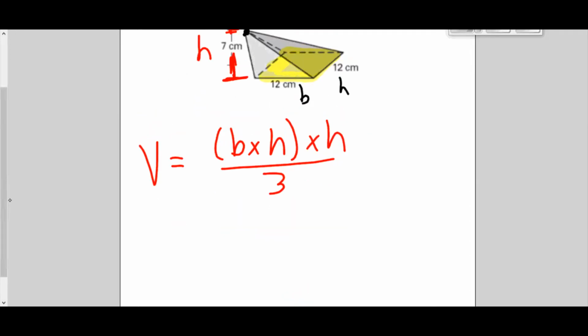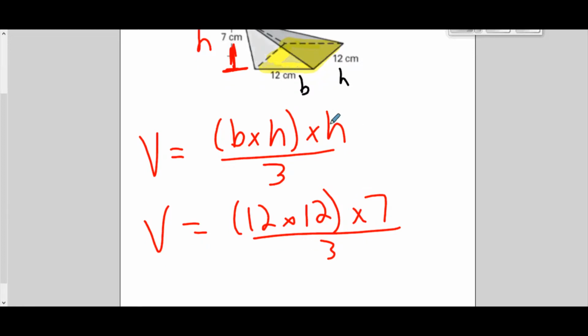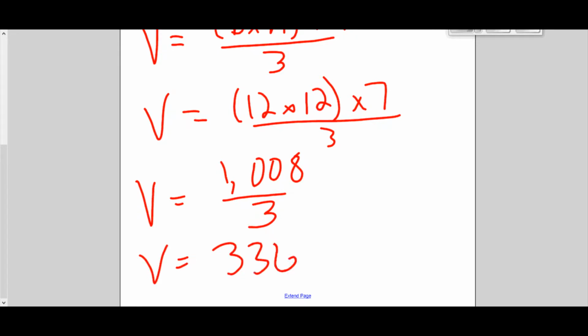So the area of the base shape is 12 times 12. So it's going to be 12 times 12. And then the height was 7, so times 7, all of that gets divided by 3. You're just going to plug this into your calculator. So you're going to get 1008 divided by 3. So the volume is 336, and I think this was centimeters cubed.